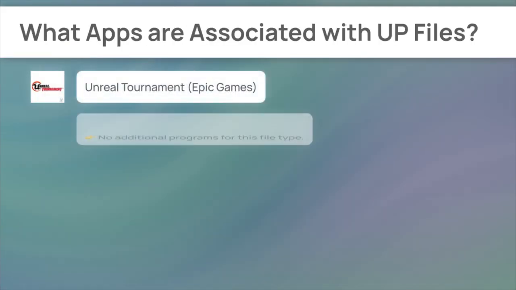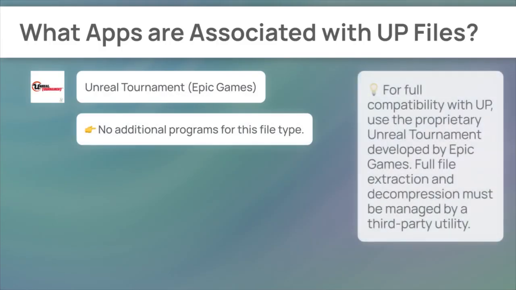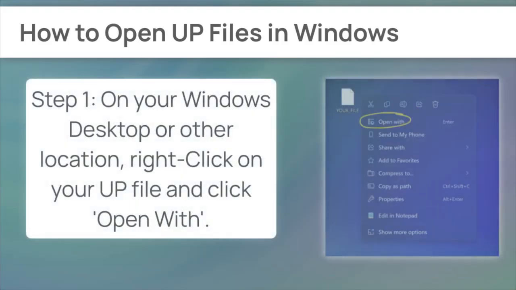The UP proprietary design mandates association with Unreal Tournament from Epic Games. The file must be mounted or accessed using specialized file system emulation software. Windows cannot preview game assets or data, so specialized tools are needed to work with them. Time to test installed programs.